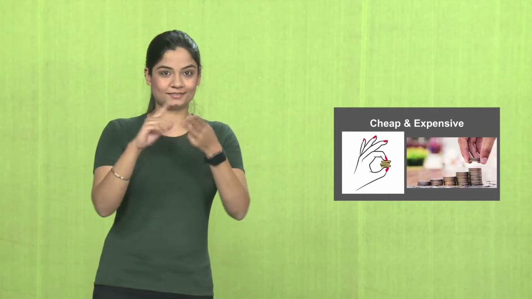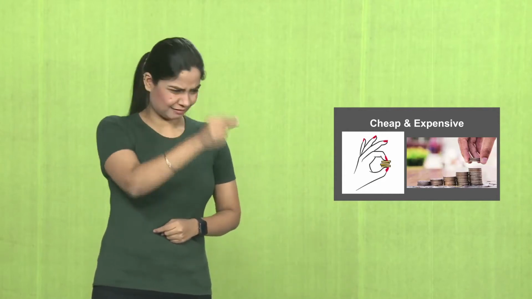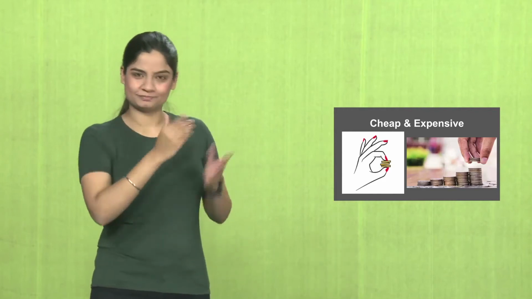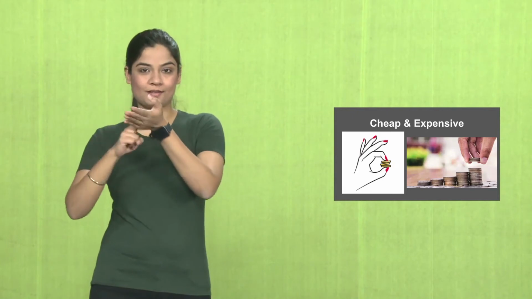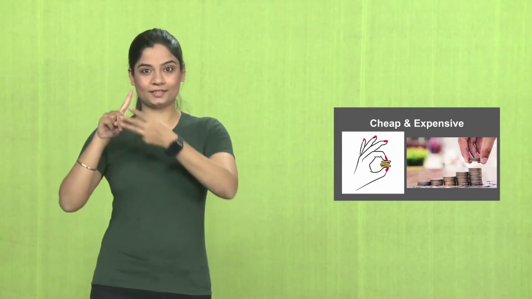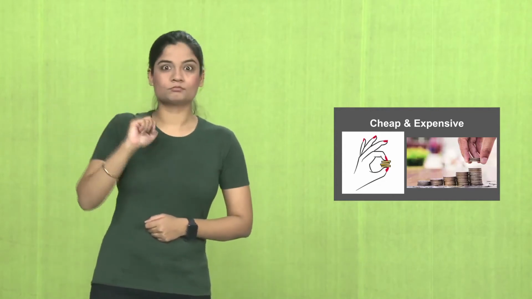Cheap. Something that is of a lesser value. Like a pen of 5 rupees, it's cheap. Expensive. Something that is of a higher cost. Maybe an ink pen would be of 20 rupees, so expensive.